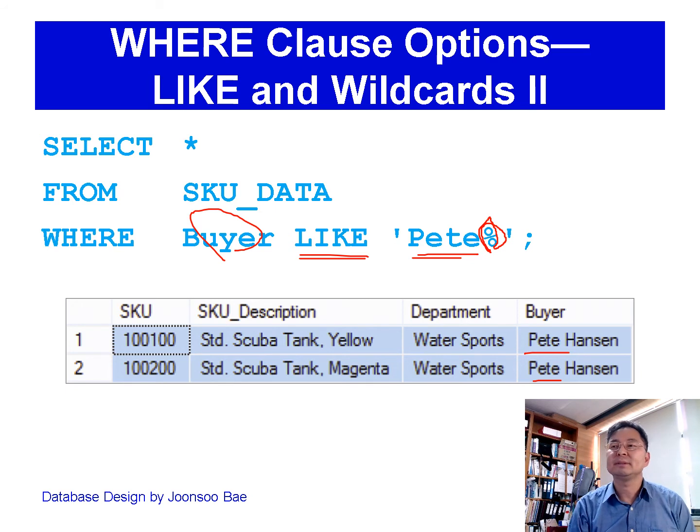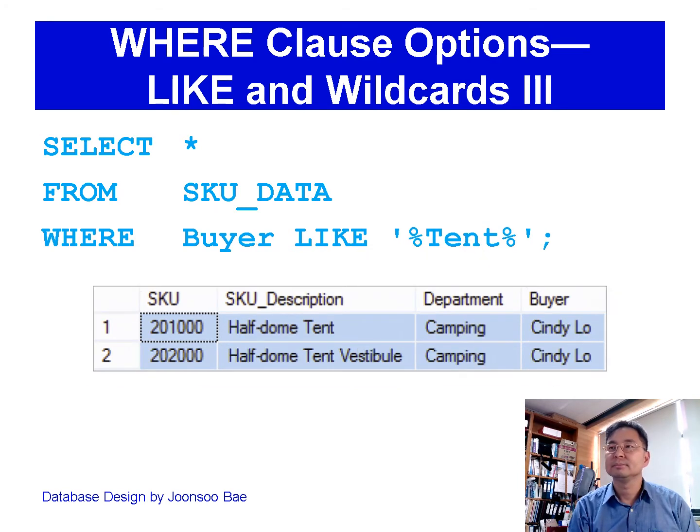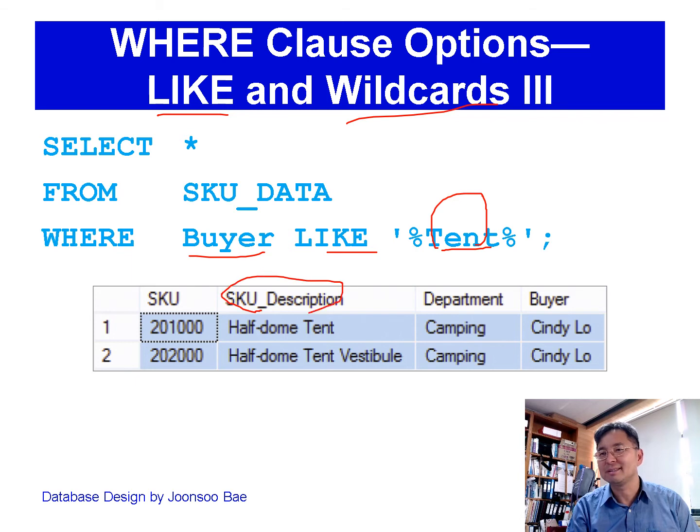Then we can search many kinds of interesting searches using this LIKE keyword. Okay, the next example is also LIKE and wildcard character combinations. Here, buyer LIKE '%tent%'. Yes, this means that I want to search SKU data which has 'tent' in the SKU descriptions.